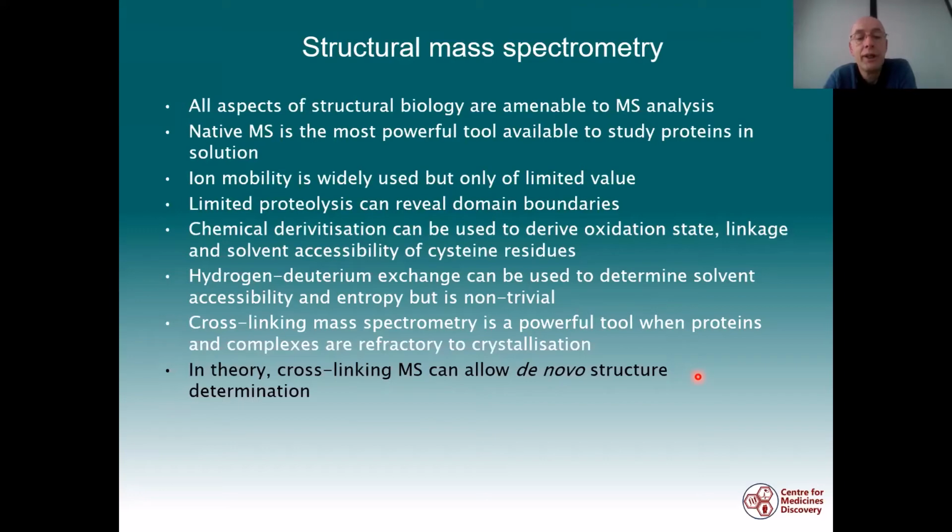Cross-linking mass spectrometry is an emerging technology. There are new methods coming out all the time. There are new cross-linking reagents becoming available, and it is a very powerful tool when you have proteins and protein complexes that you cannot get the structural information on any other way. And in theory, cross-linking mass spec allows de novo structure determination.